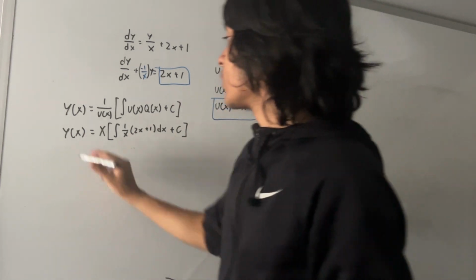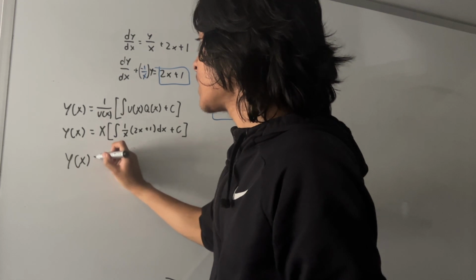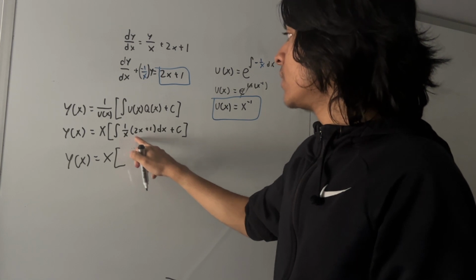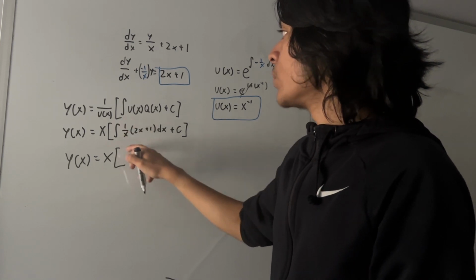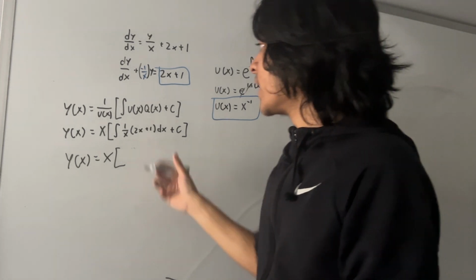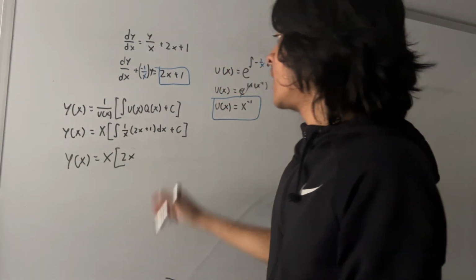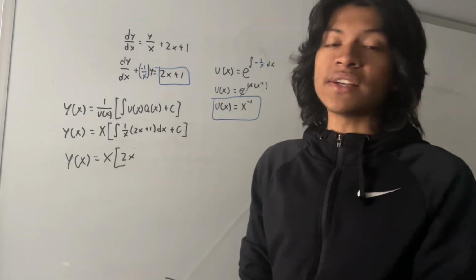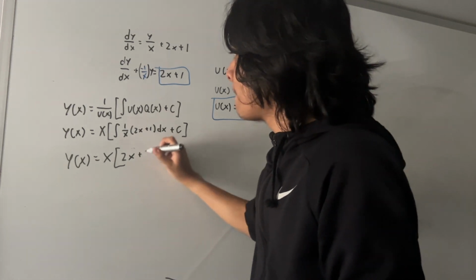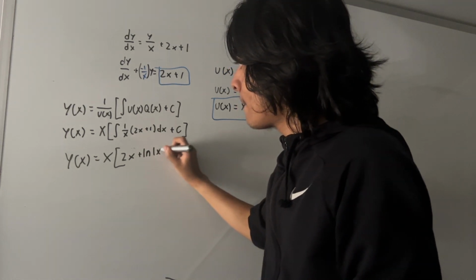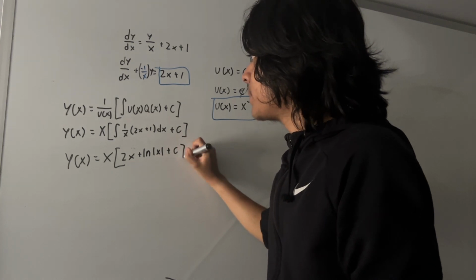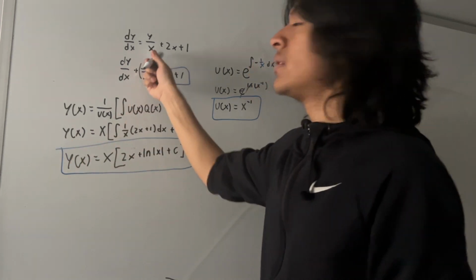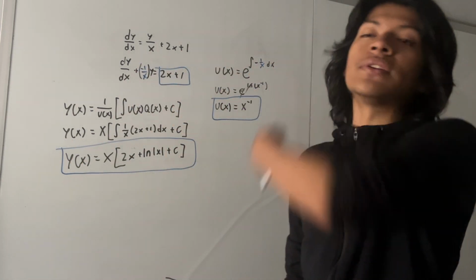So when we solve for this integral, we get y of x is equal to x times, so solving for this integral, 2x times 1 over x is just 2, and the integral of that is just going to be 2x. And then 1 times 1 over x just gives us 1 over x, and the integral of 1 over x is just ln of x. Then the plus c. And here is our solution for this first order linear differential equation.